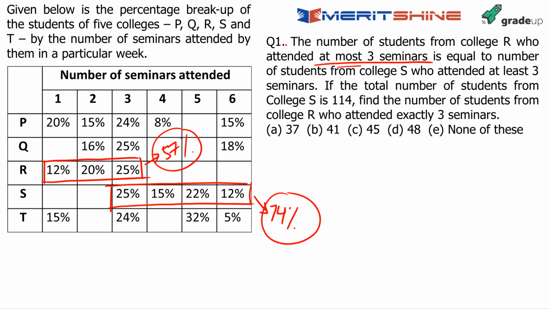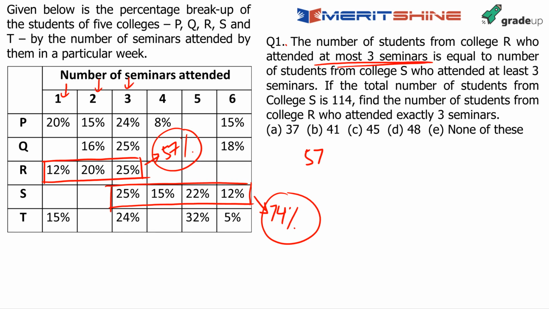Who are the people who attended at most 3 seminars? People who attended 1, 2 or 3. So what is this total number? 12% plus 20% plus 25%. So this is 57%. So when I am saying at most 3 seminars, that's 57%.